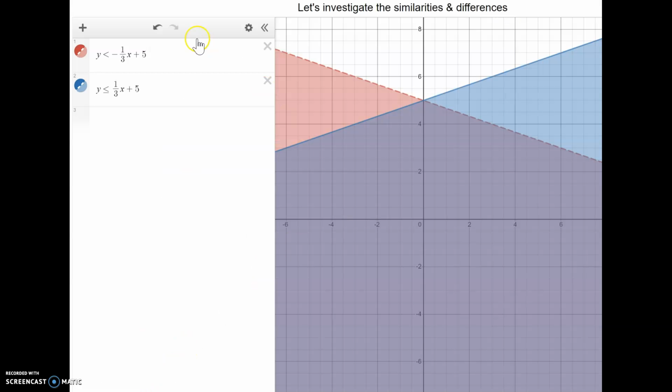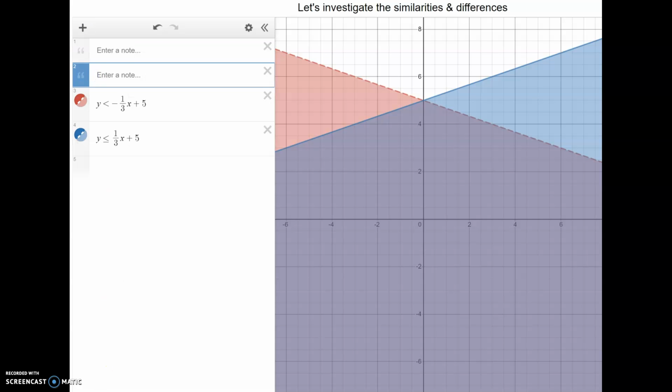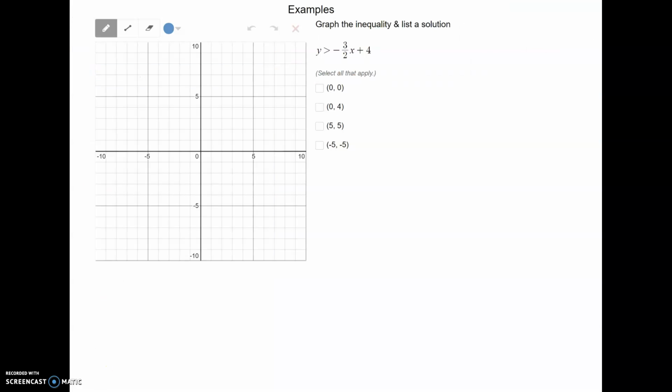So here you're just looking, I see that these equations look very similar to each other. I do see that it's y is less than negative 1/3 x plus 5, and y is less than or equal to 1/3 x plus 5. So I just want you to add in the notes of what is similar, and then add in a note about what is different. And that's all you have to do on this slide.